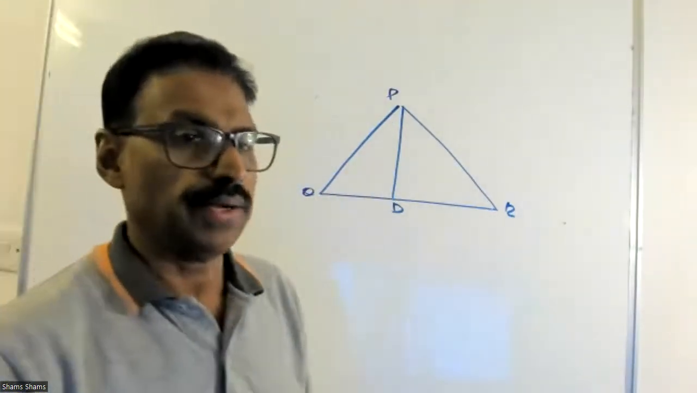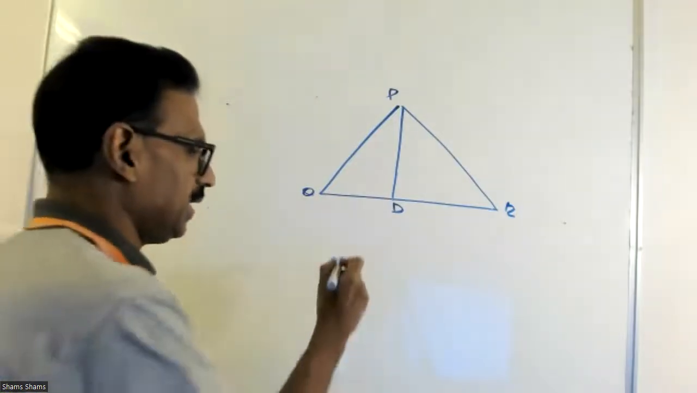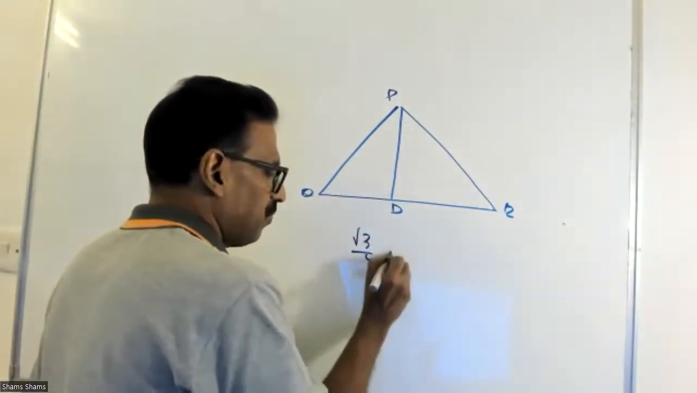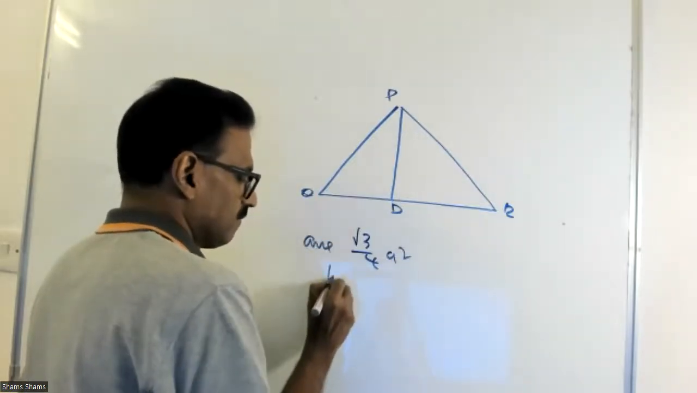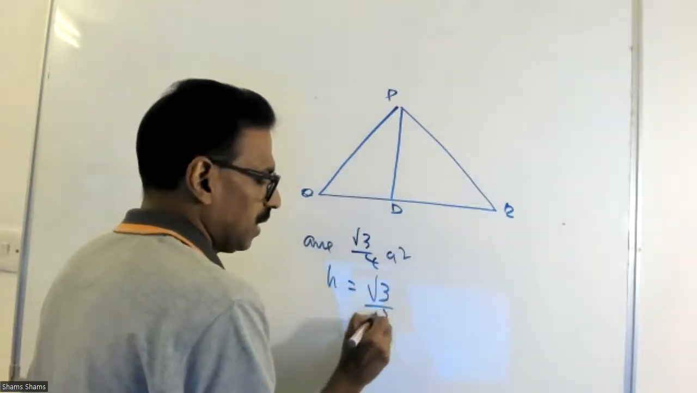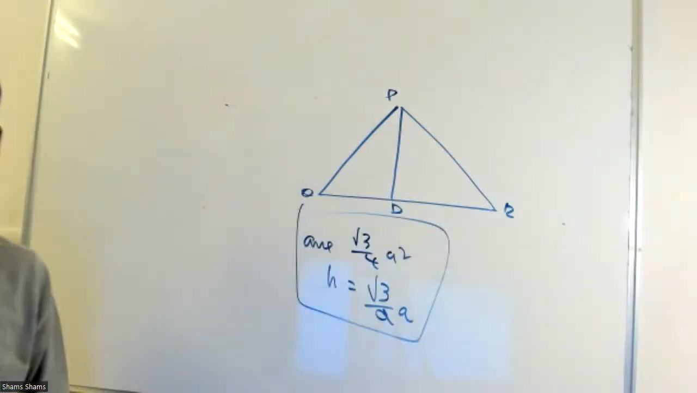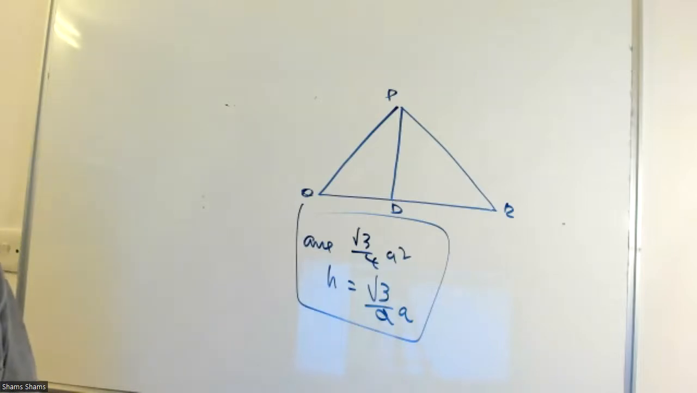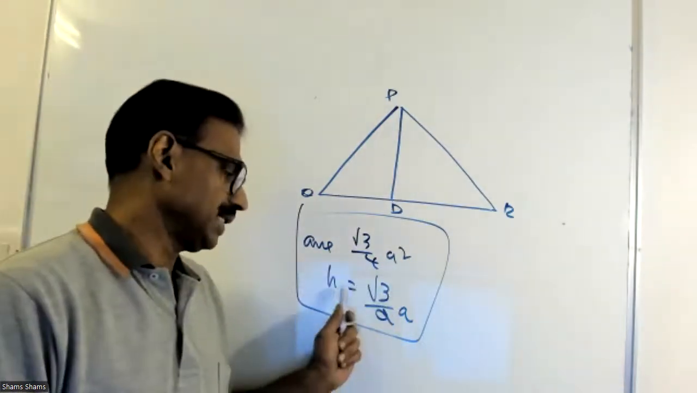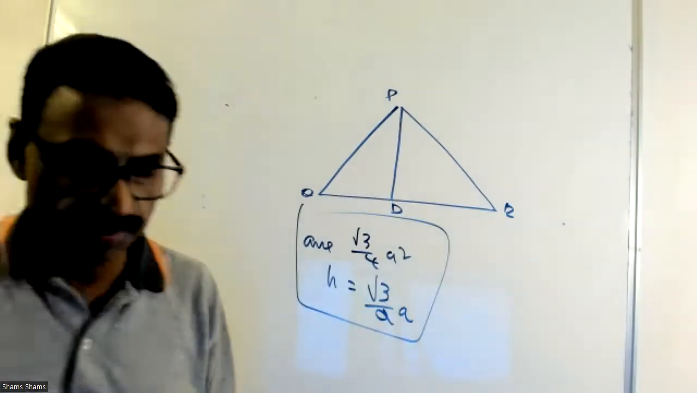Okay. Now, my question. For an equilateral triangle, what is the area? You know the formula. Area is root 3 by 4 a square. What about the altitude? H equal to what? Root 3 by 2 a. Okay, write this down. Area of an equilateral triangle is root 3 by 4 a square. H equal to root 3 by 2 a.